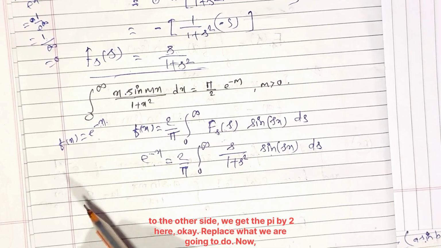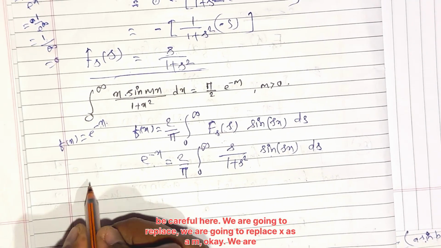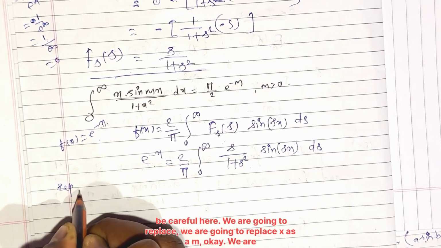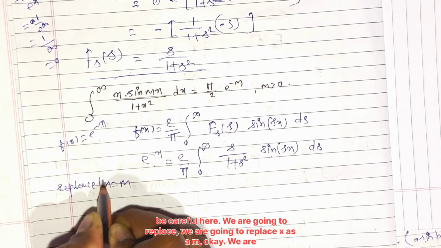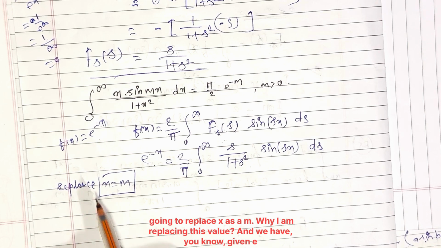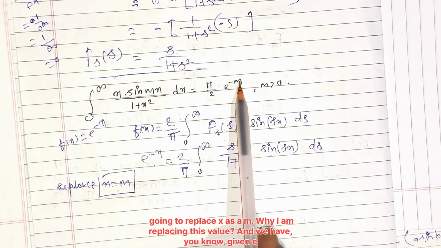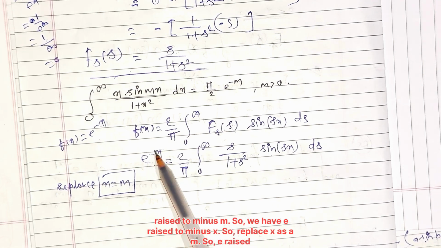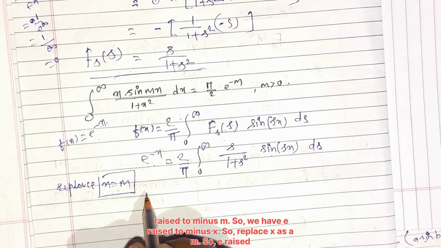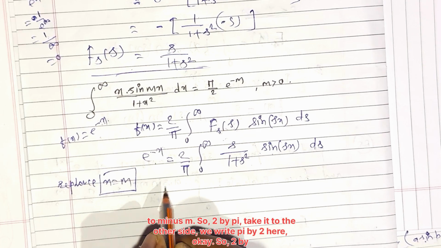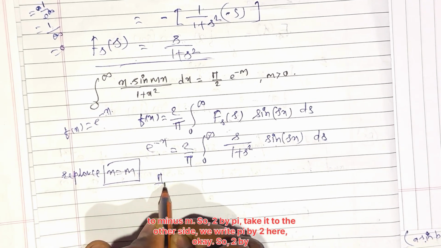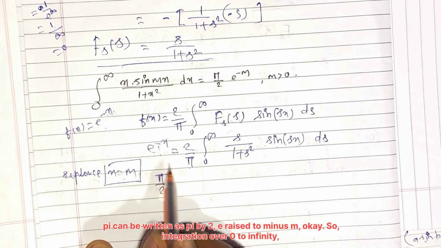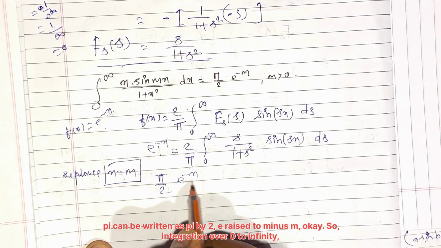See carefully here, we are going to replace x as m. Why am I replacing this value? As we have in our proof e raised to minus m, and we have e raised to minus x, so replace x as m, so e raised to minus m. So 2 by pi, take it to the other side, we write pi by 2 here. So 2 by pi can be written as pi by 2 e raised to minus m.